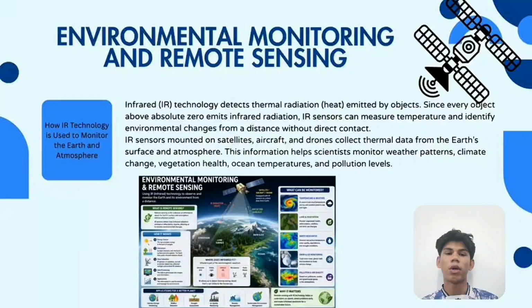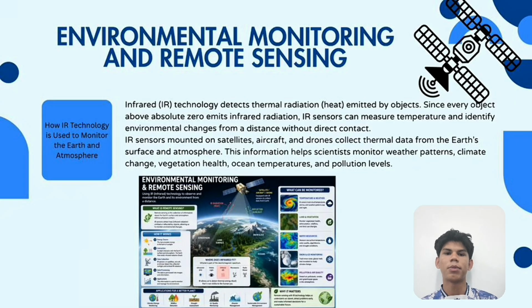Now, I will explain how infrared or IR technology is used in environmental monitoring and remote sensing. Infrared technology detects thermal radiation, which is heat emitted by all objects. Since every object above absolute zero emits infrared radiation, IR sensors can measure temperature and identify environmental change without direct contact. IR sensors are commonly mounted on satellites, aircraft, and drones.